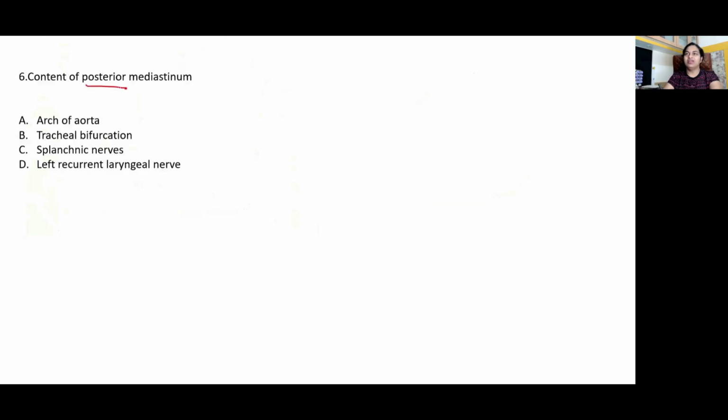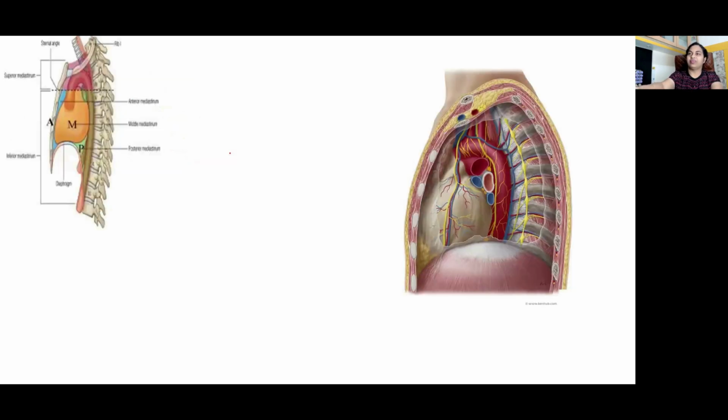Posterior mediastinum content, easy. Arch of aorta lies in the superior mediastinum. Tracheal bifurcation, middle mediastinum. Splanchnic nerves, greater, lesser, least, all of them in the posterior mediastinum. Left recurrent laryngeal nerve, superior mediastinum, right? So we know that an imaginary horizontal plane passing through the T4 vertebra divides the mediastinum into a superior and inferior. Inferior is further divided into anterior, middle, and posterior.